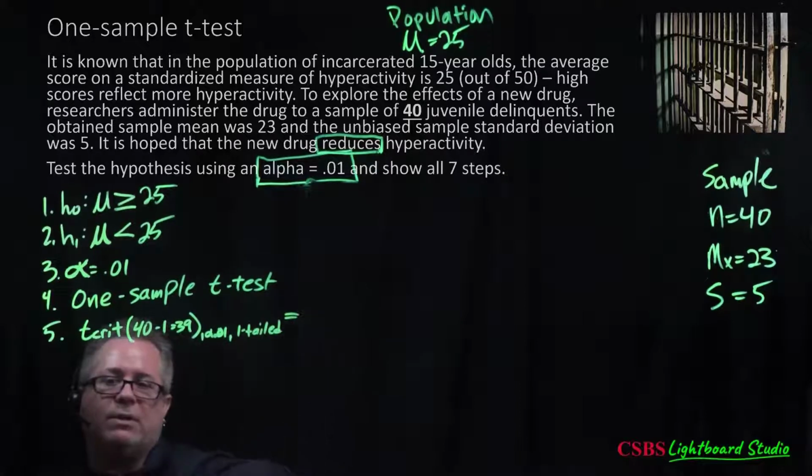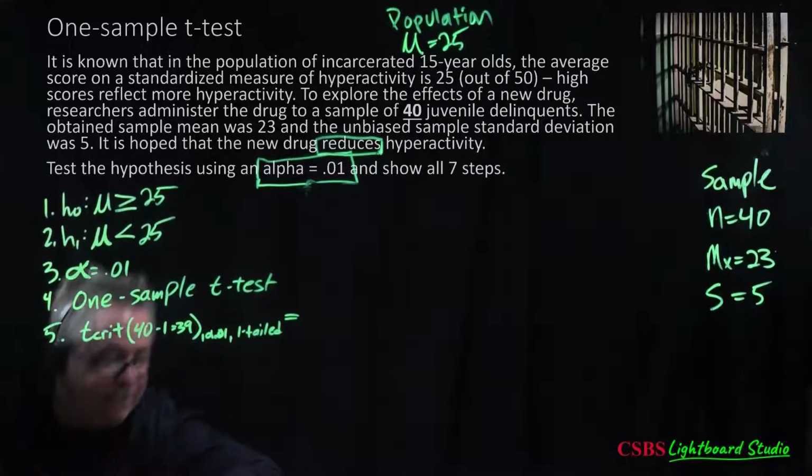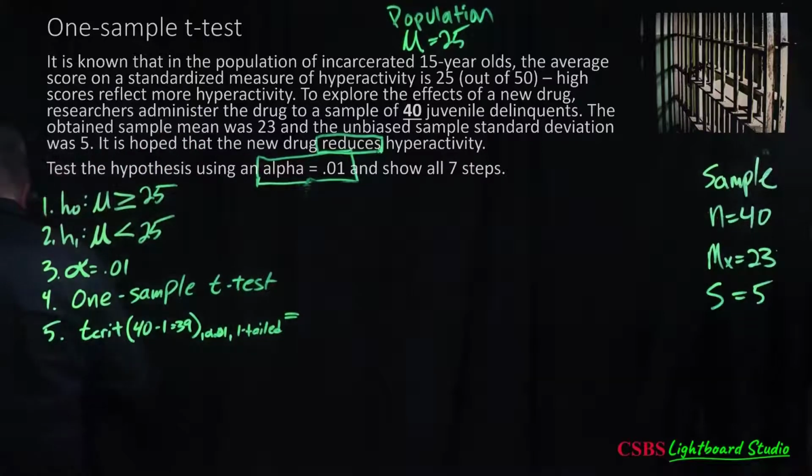So we need to go to a t-table, find 39 degrees of freedom, if it's there. And we need to find a value for alpha equals 0.01, and it needs to be one-tailed. All those things need to apply. So let's go to our t-table and see if we can find a value for that.